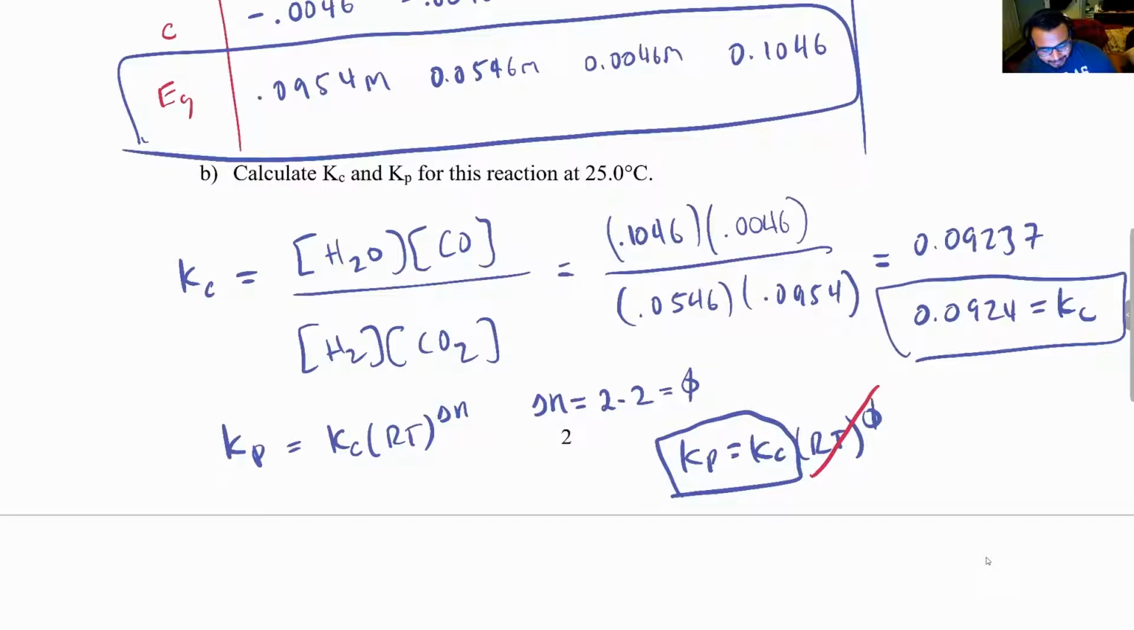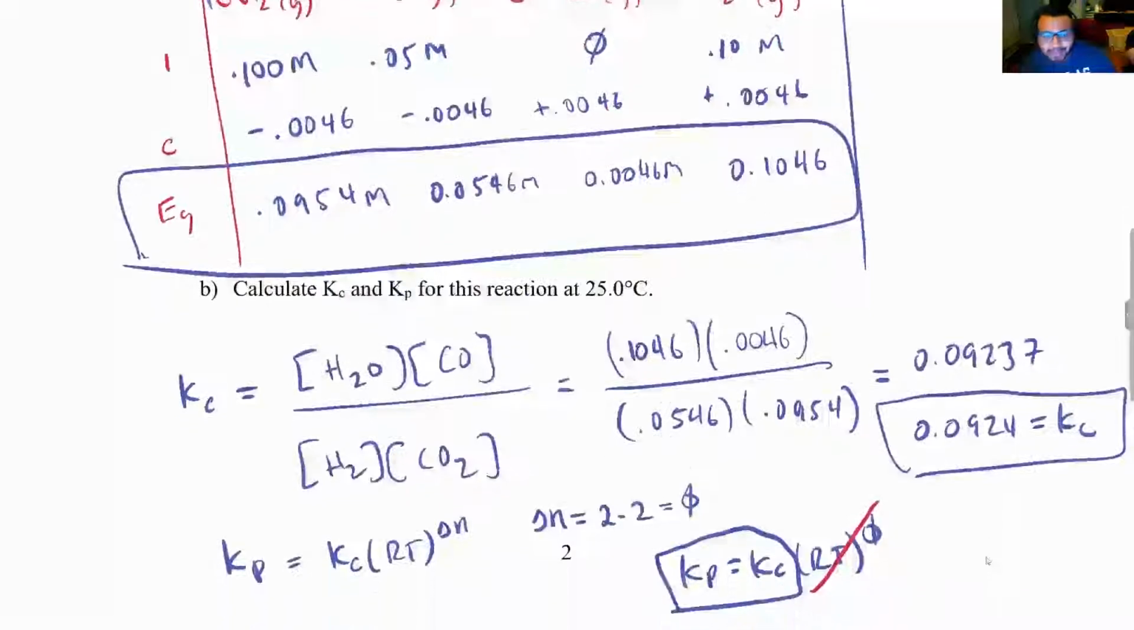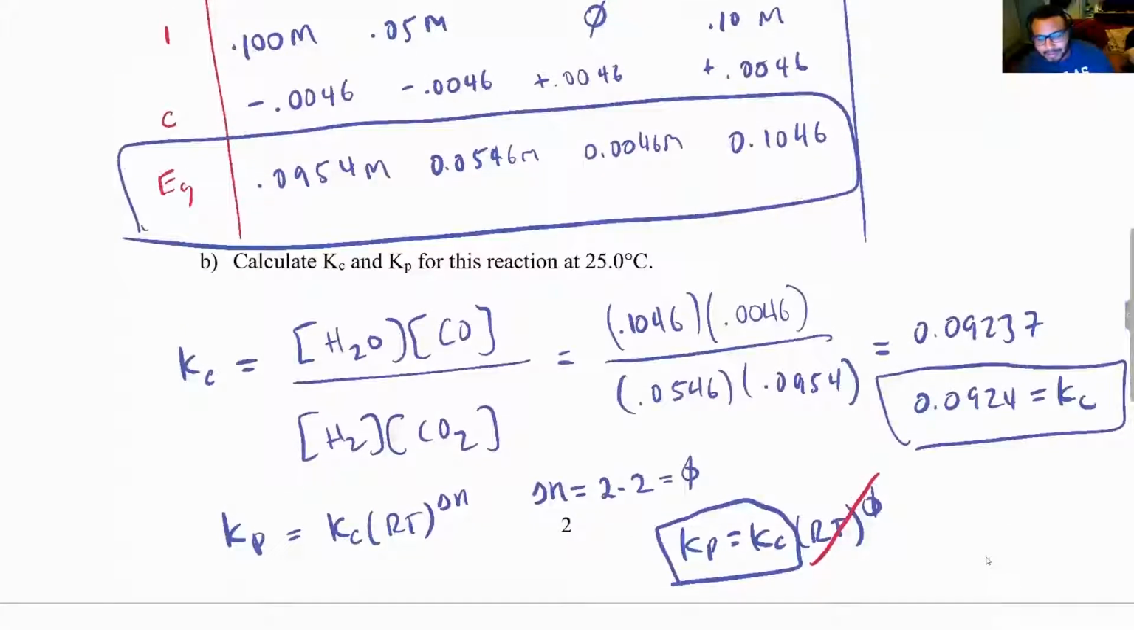Alright, so recap. When you're given initial conditions and equilibrium conditions, you need to construct an ICE table. And just as a recap again, the last row in the ICE table represents the equilibrium concentrations, and those are the values that you plug in to your Kc. And once you have Kc, you can solve for Kp by just knowing the delta N. Alrighty? Cool. Hopefully that's pretty straightforward by now.